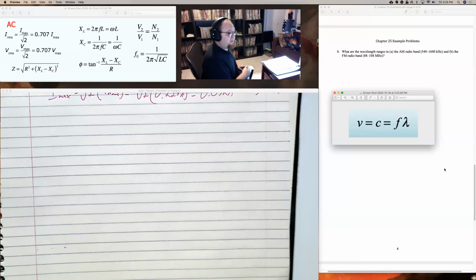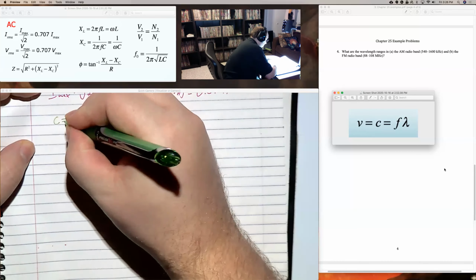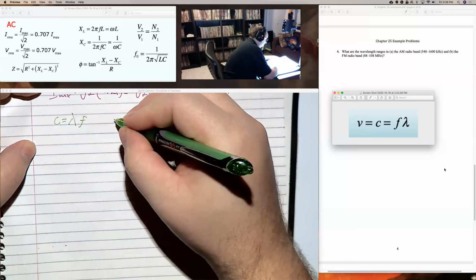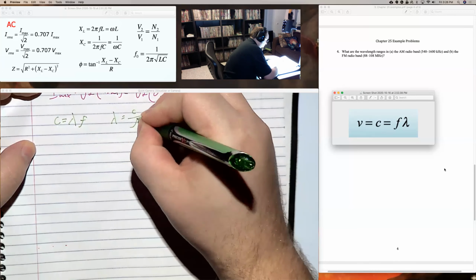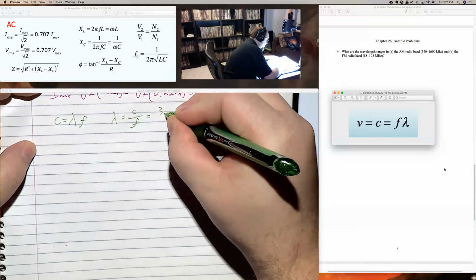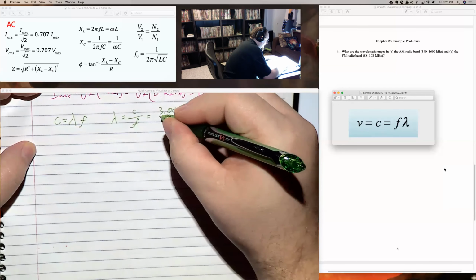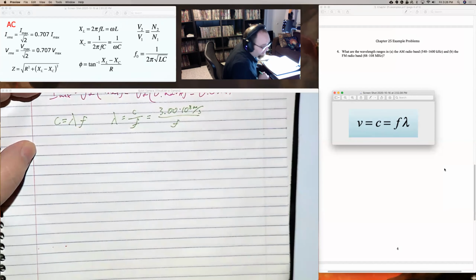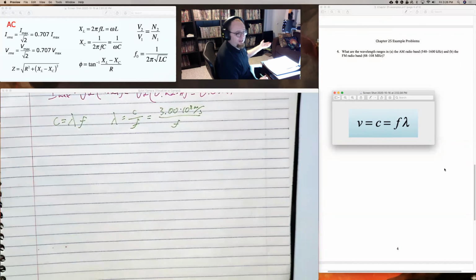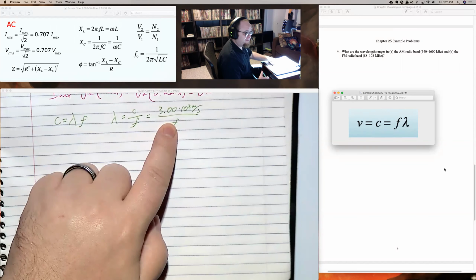And if I want to get the wavelength range, I'll just convert those to wavelengths, where c equals lambda f. That means the wavelength is c over f, where c is always 3 times 10 to the 8th meters per second. And so I'll just divide each one by the f. I'm not going to bother plugging in each number. You just put the number there.